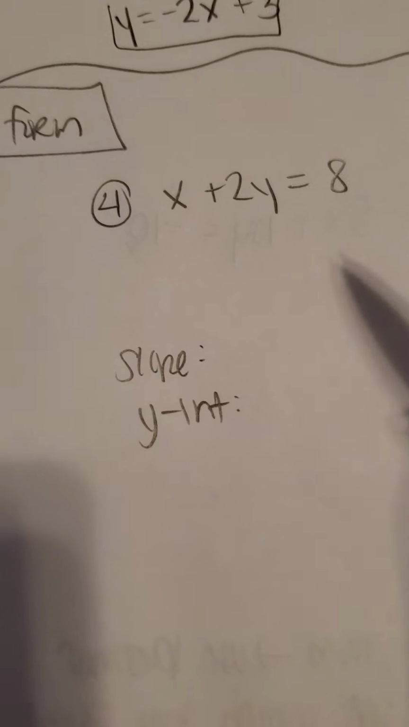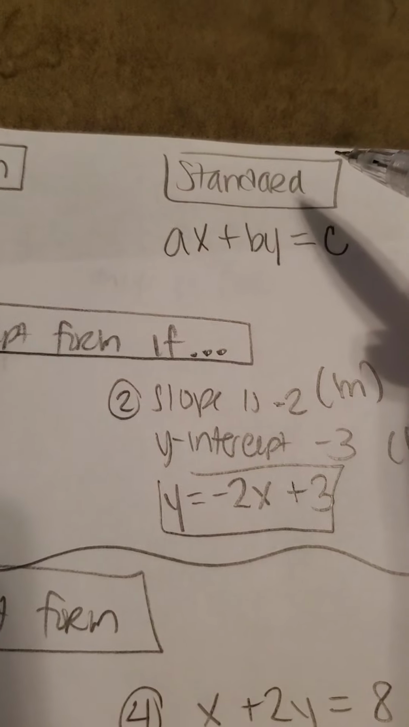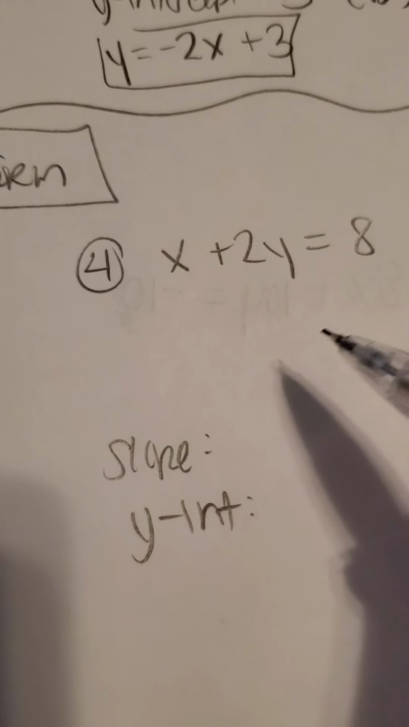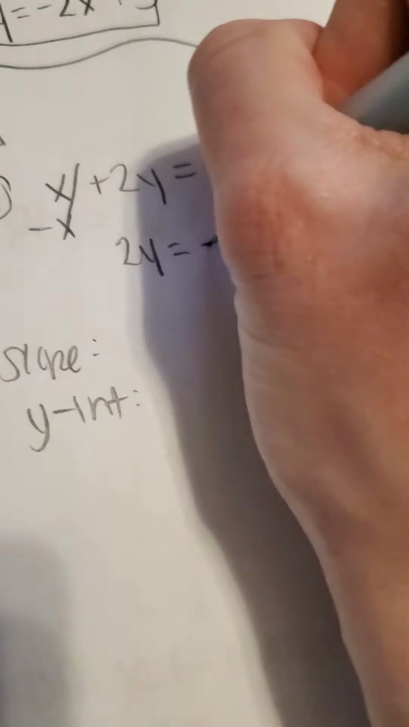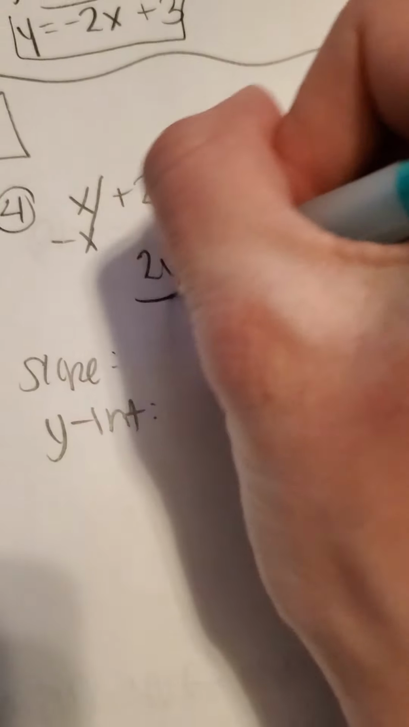Then again, if it says standard form, that guy right there, it wants to go into slope-intercept form. Again, get the y by itself, which means I got to move the x term first. Again, it's positive, so I'm going to go and subtract it. Now I have 2y equals -x plus 8. I want to get the y by itself, so I divide everything by 2.